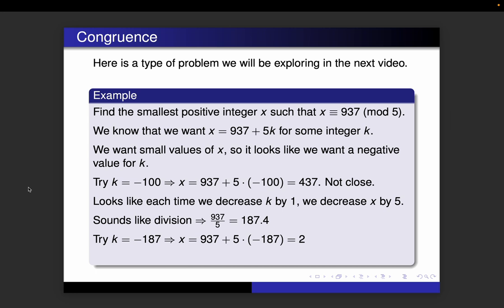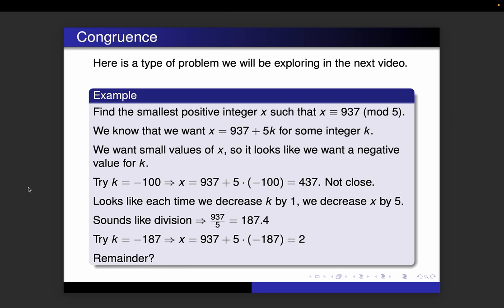And if you're wondering whether, well, maybe we can do better than 2, get a smaller positive number, why can't we get 1, for instance? Well, if we make that k any smaller, any more negative, then we're going to be subtracting at least 5 away from that 2, which is going to put us in negative territory, which we don't want. So actually, it turns out 2 is the smallest one we can get.